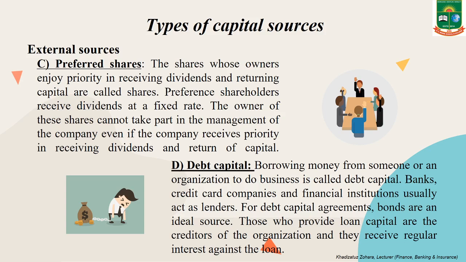Debt capital. Borrowing money from someone or an organization to do business is called debt capital. Banks, credit card companies, and financial institutions usually act as lenders. For debt capital agreements, bonds are an ideal source. Those who provide loan capital are the creditors of the organization and they receive regular interest against the loan. They don't get any dividend and they are outsiders of the company.